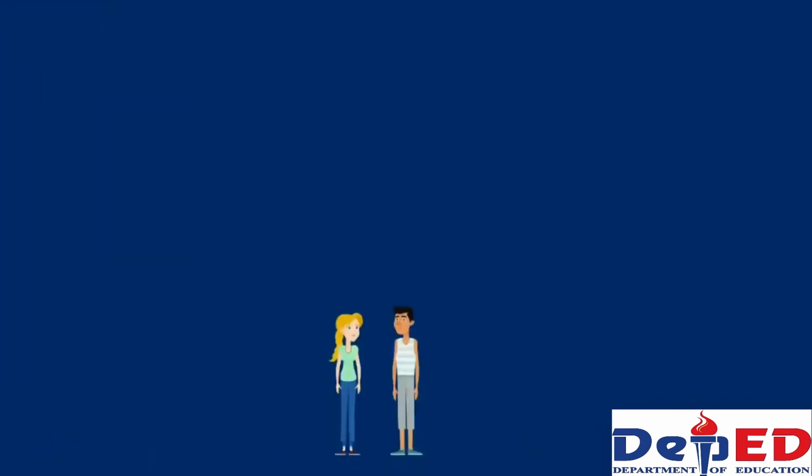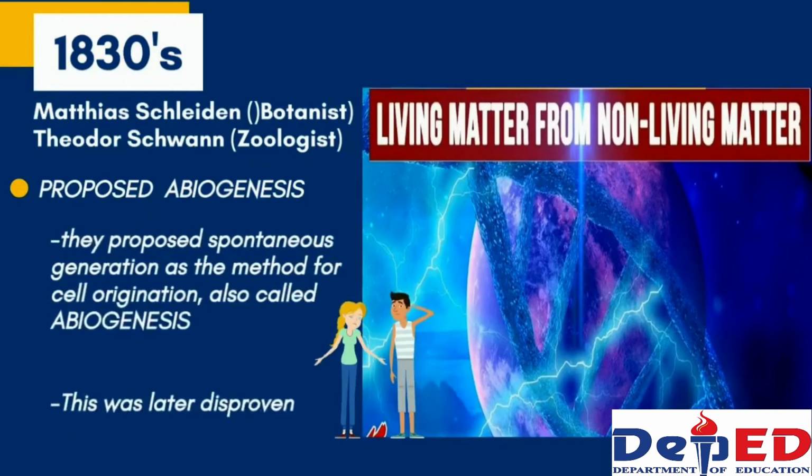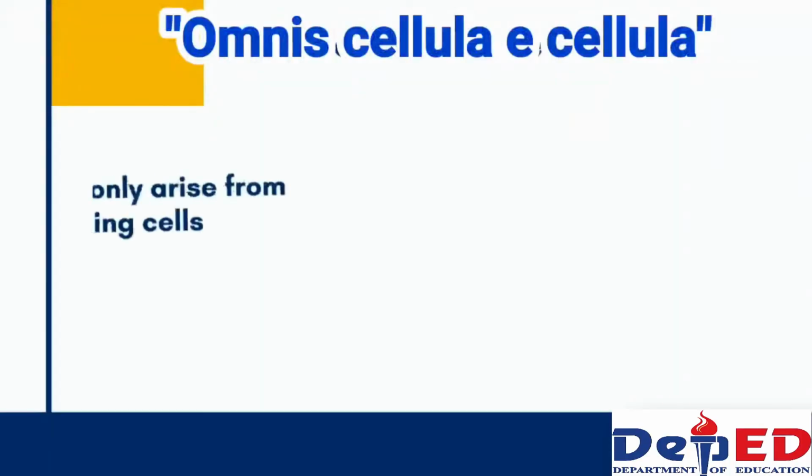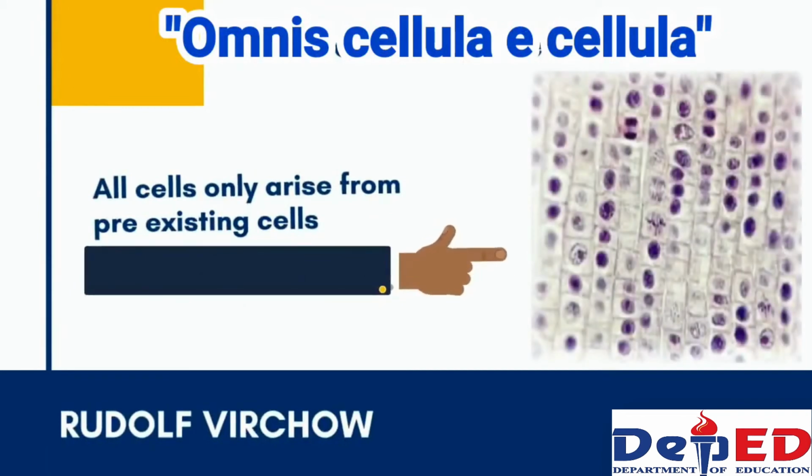Leiden and Schwann proposed spontaneous generation as the method for cell origination. But spontaneous generation, also called abiogenesis, was later disproven. Rudolf Virchow famously stated, "Omnis cellula e cellula." All cells only arise from pre-existing cells. The parts of the theory that did not have to do with the origin of cells, however, held up to scientific scrutiny and are widely agreed upon by the scientific community today.